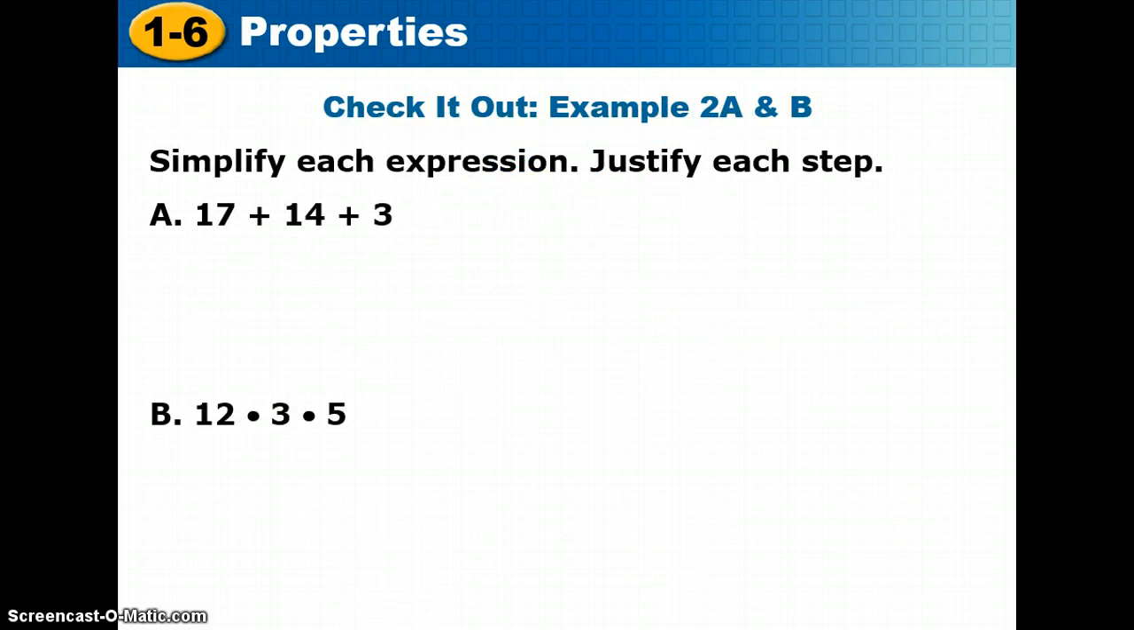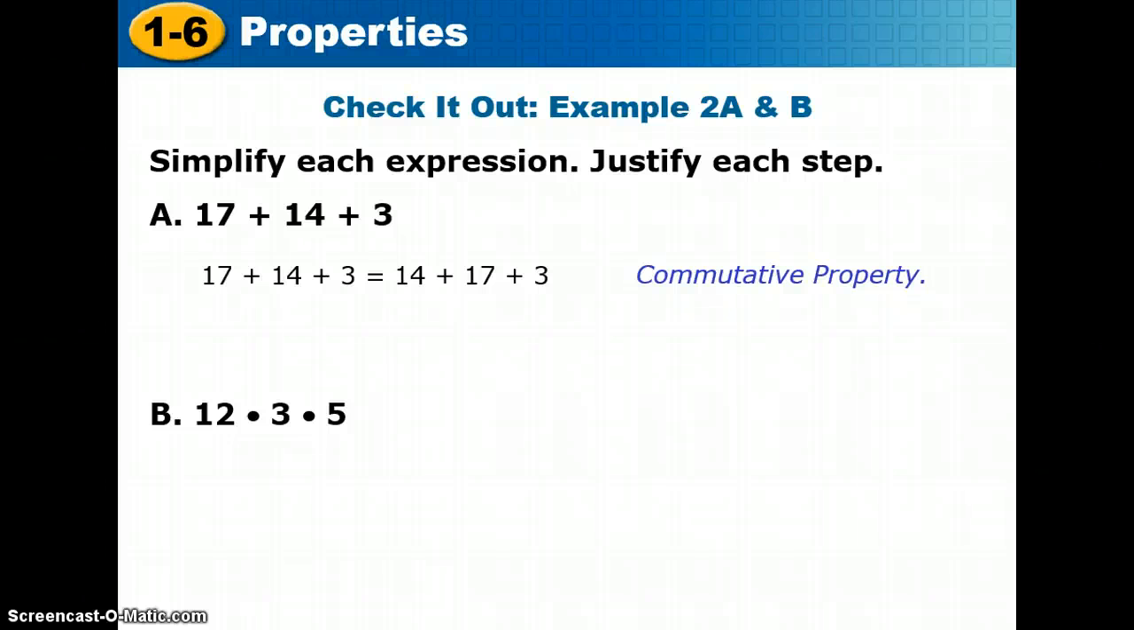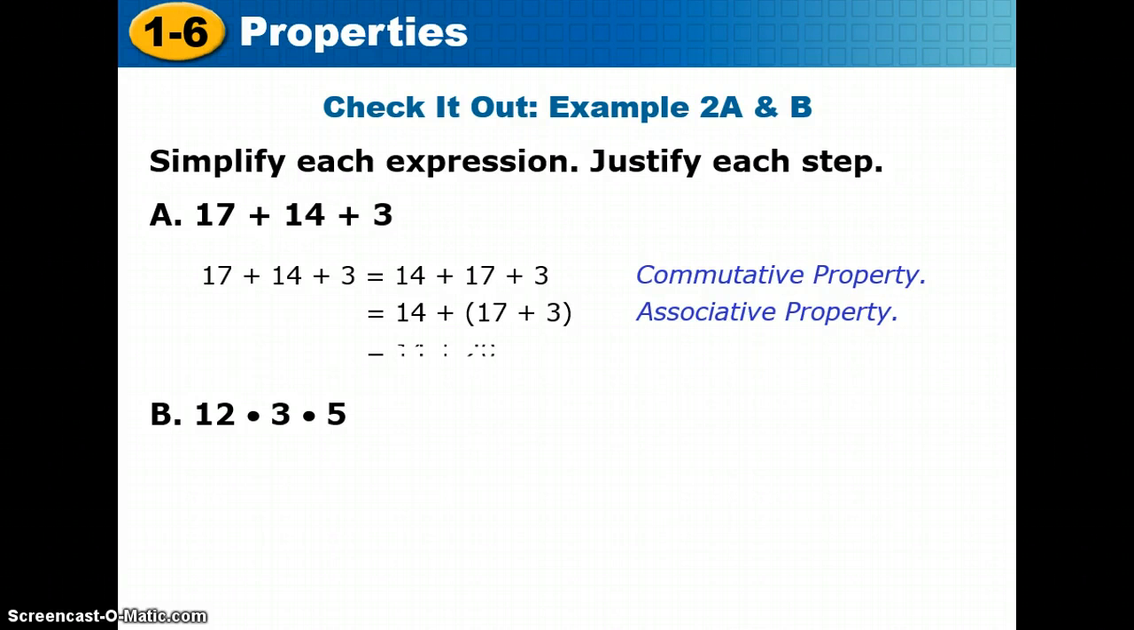Let's simplify a few more. To do this problem, I would want to rearrange the numbers first so I can get that 17 and 3 next to each other. This is an example of using the commutative property. Now, I want to do 17 plus 3 first because that'll give me one of those nice round numbers. So, to group them together, I'm going to use the associative property and then use the order of operations.